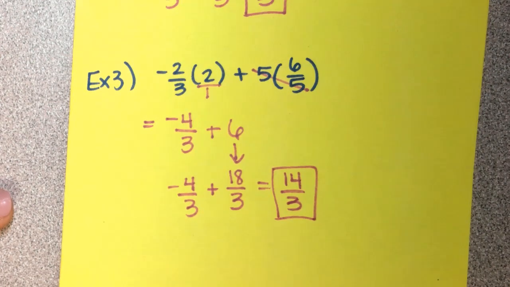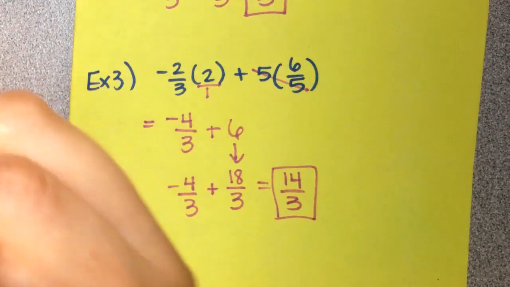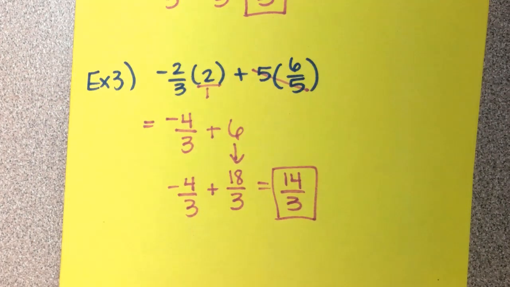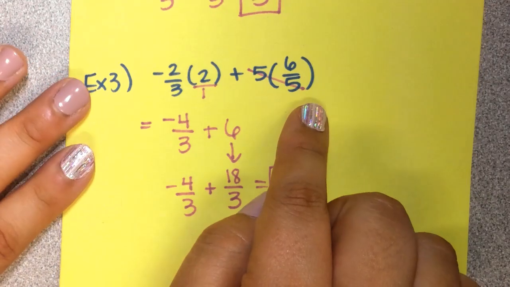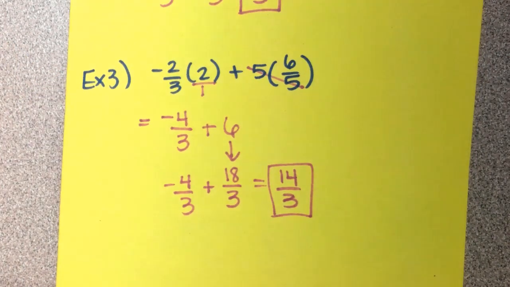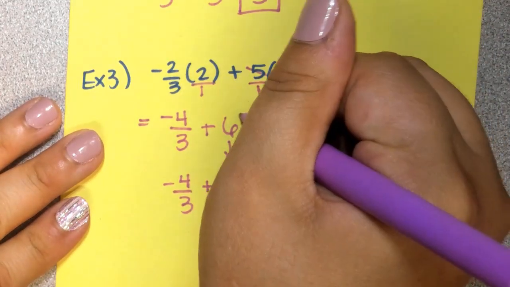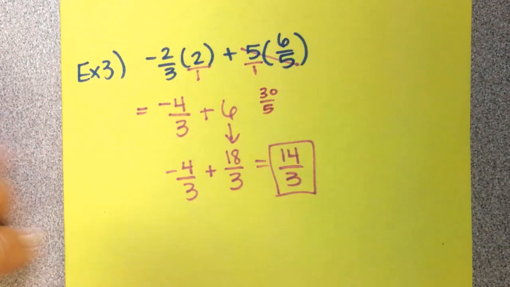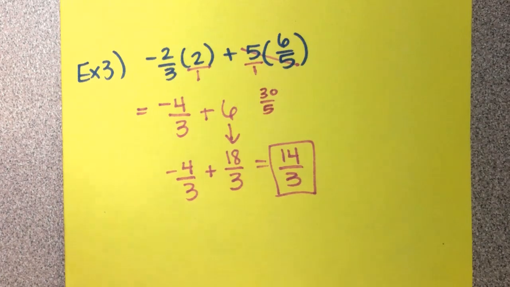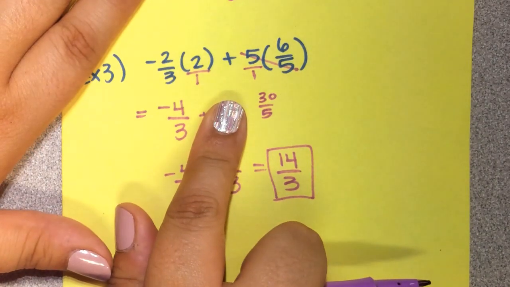Does that make sense? Ask me a question. Why what? You don't know. You're just trying to think of something to ask me? Okay. What about the 5 and 5? The 5 and the 5s cancel. Now let's say you didn't cancel those 5s. And let's say you said, hey, this is over 1. I get 30 over 5, right? If you got 30 over 5 instead of this 6, what would you have to do?